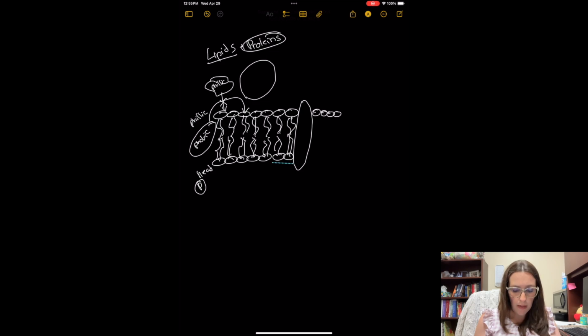I'm going to show it embedded in the membrane. So I'll draw out the rest of the membrane here. It's got all of our tails. So we have what are referred to as these integral membrane proteins.